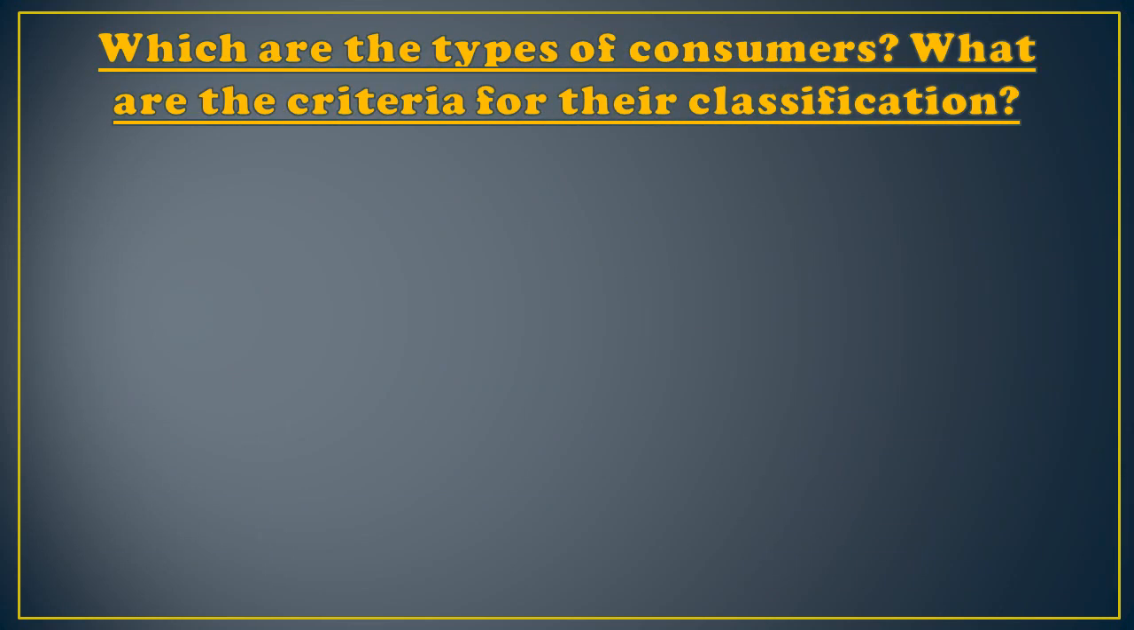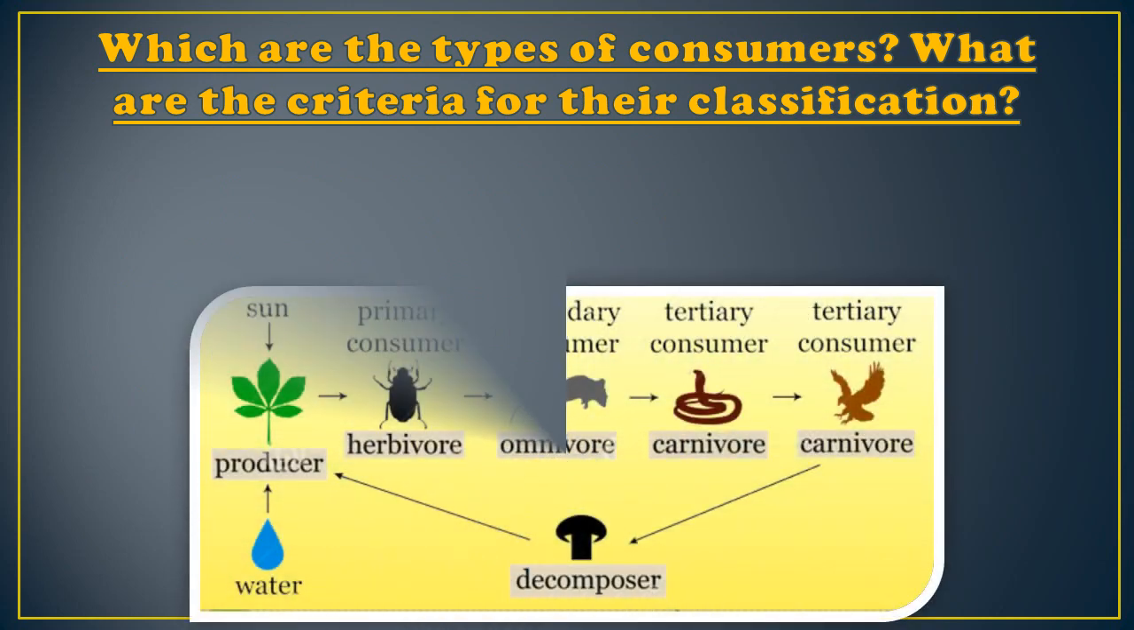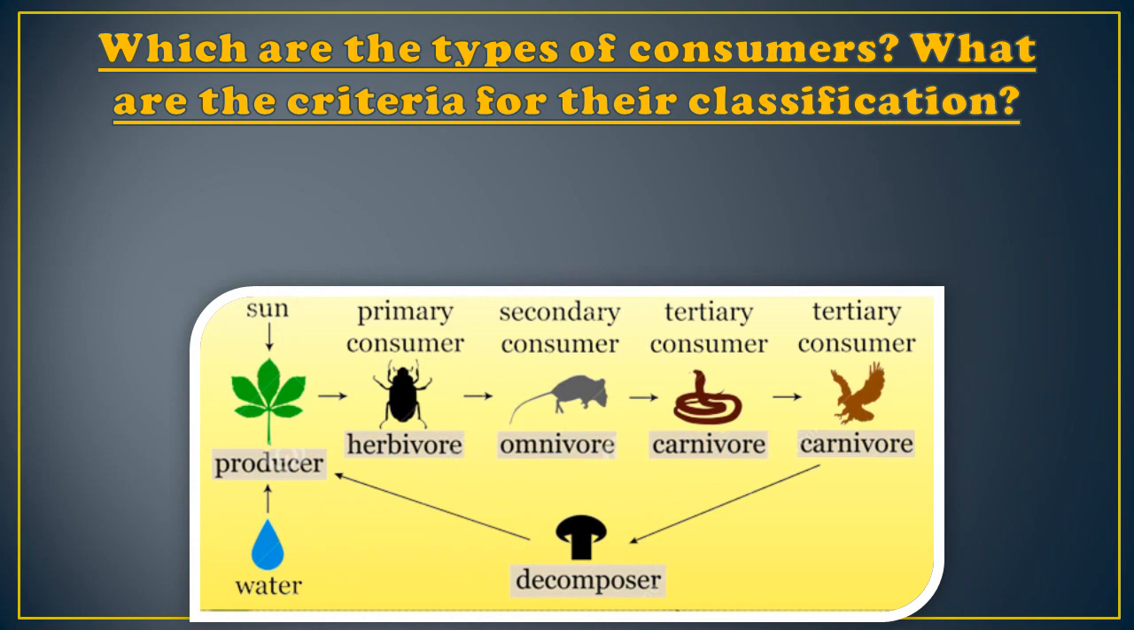Now the next question: which are the types of consumers and what are the criteria for their classification? There are different types of consumers. First, plants are producers. Plants are autotrophs. Why? Because they prepare their own food using water, minerals and sun energy by the process of photosynthesis. That is why plants are called producers or autotrophs.